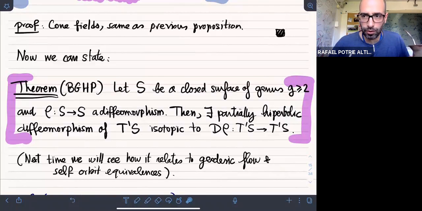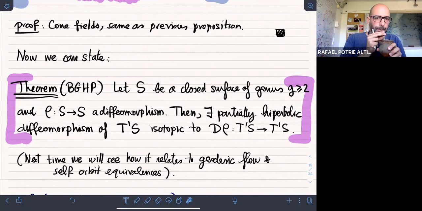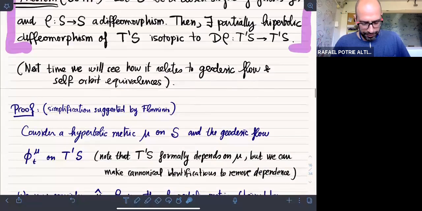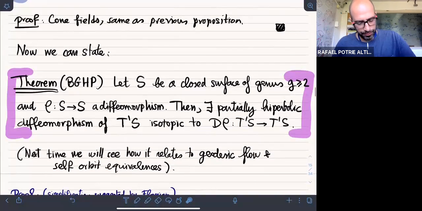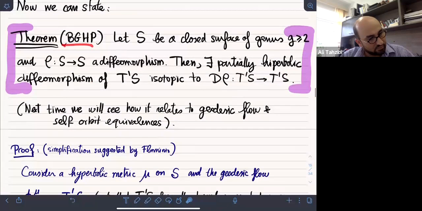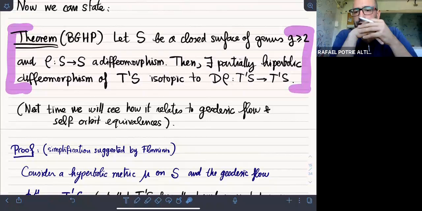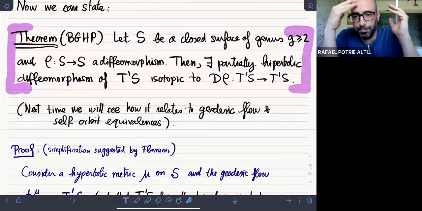Okay, so I have 7 minutes. I will explain the proof of this theorem. This proof is not the one we wrote in our paper. We added a remark when we received the report, because it's a simplification that was suggested to us by Livio Flaminio, which is actually much simpler than what we did.